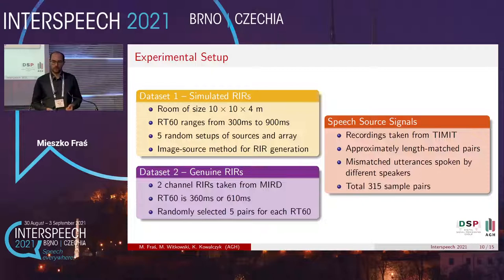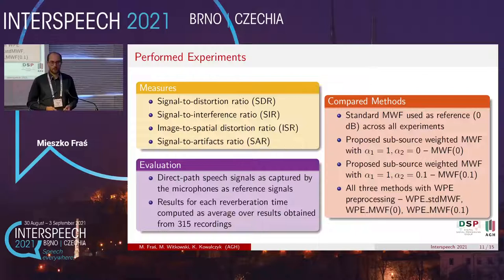We used standard separation measures, so SDR is basically the higher the better. And as the reference signal, we used these direct path signals. And as a baseline, we used a standard multichannel Wiener filter with parameters estimated by this algorithm I just described briefly. So it was like a 0 dB improvement for all experiments.